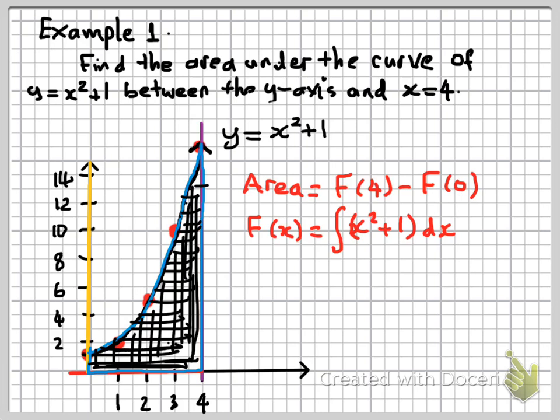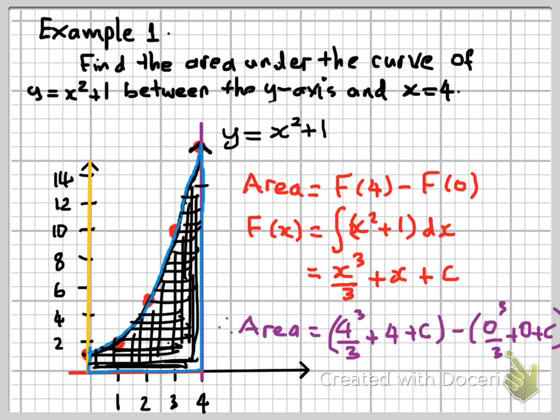We know how to do this now. If we take the antiderivative, we will get x cubed over 3 plus x plus c. So now, if we find f of 4, it will be 4 cubed divided by 3 plus 4 plus c, minus 0 cubed over 3 plus 0 plus c.